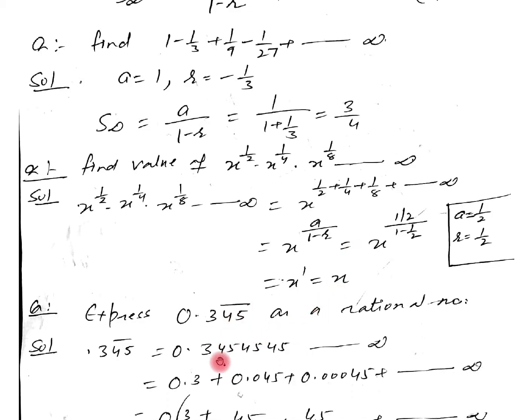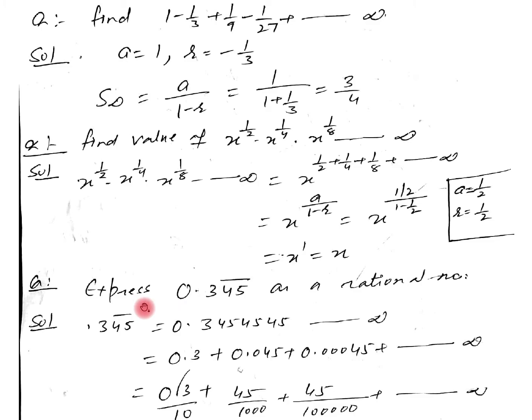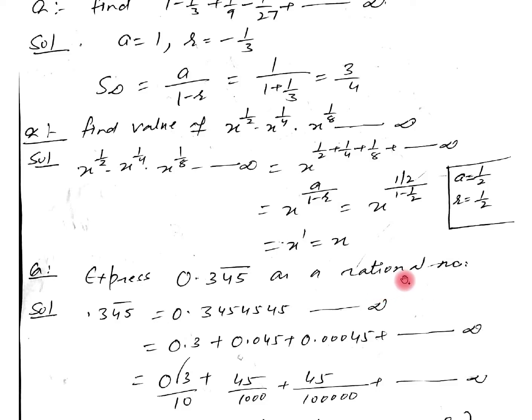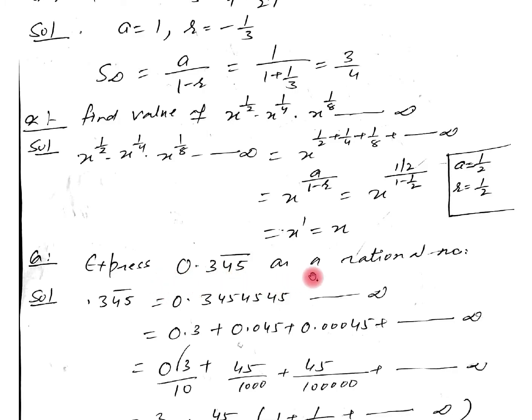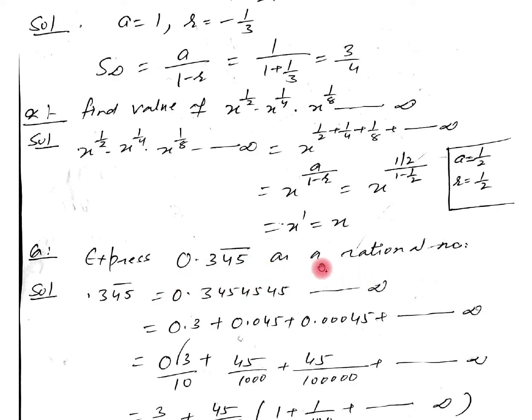Now, one of the important questions of infinite GP. Express 0.345 bar as a rational number. In the 9th class also we have done this type of question. But now we will do this question with the help of infinite GP. Now we have to express it as a rational number, meaning p by q form.